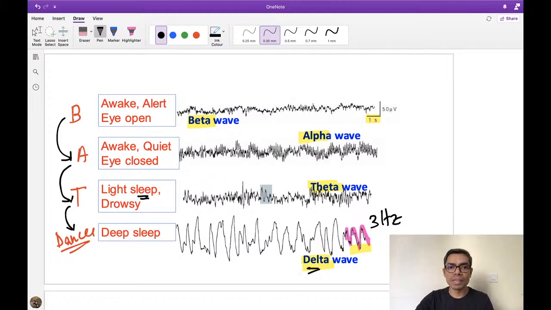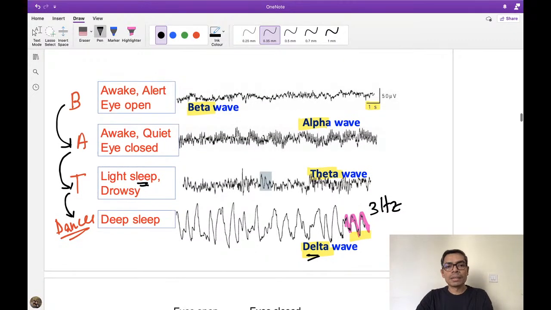That way you have to remember the beta wave frequency, 14 to 30. Then you have to remember the alpha wave frequency also, theta wave and delta wave frequency also. So that is a separate topic. You remember the frequency also. From the frequency you can identify the wave also, right?